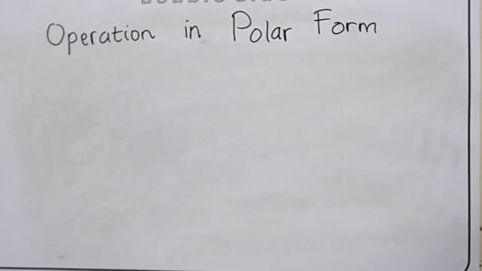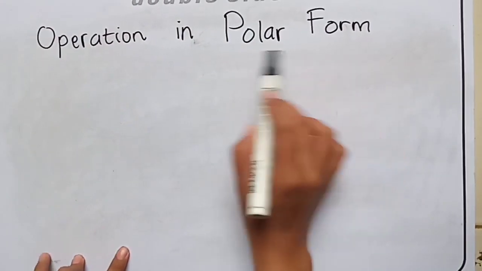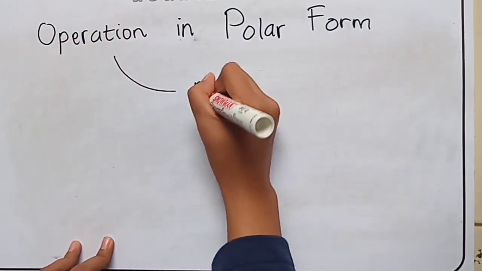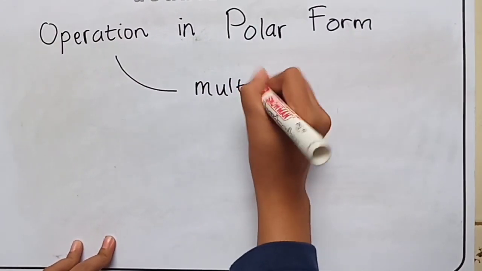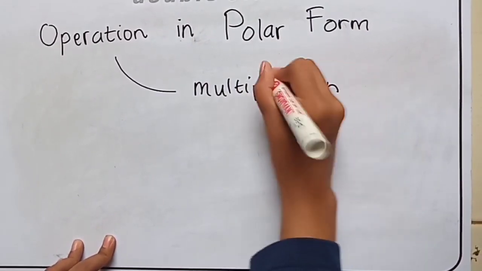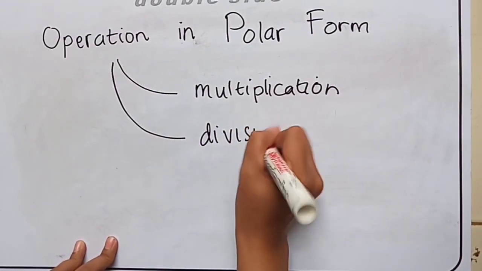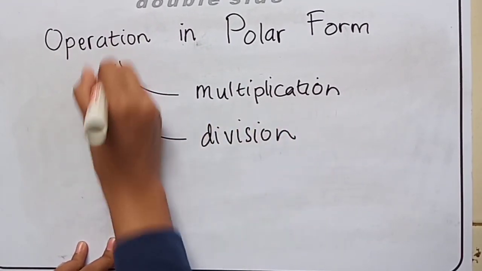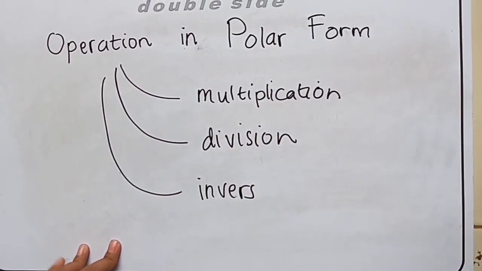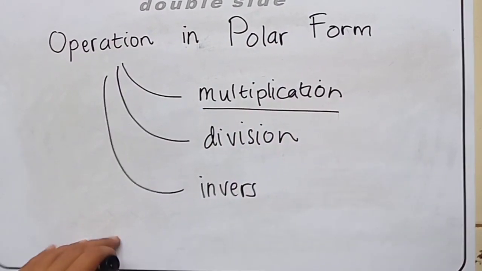Okay, now we will discuss the operations in polar form. In polar form, we have 3 operations. The first one is multiplication, the second is division, and the last is inverse. Okay, let's discuss multiplication.